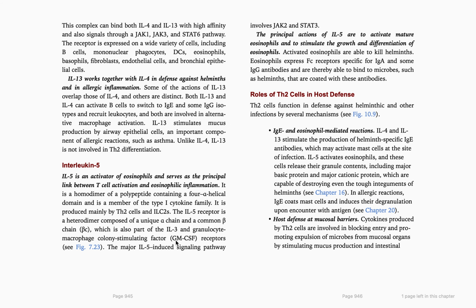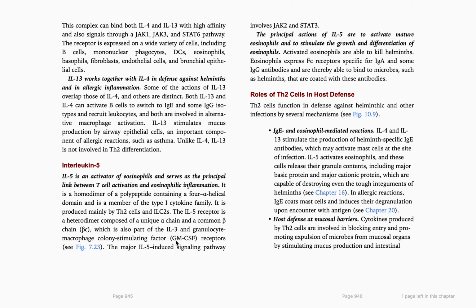This complex can bind both interleukin 4 and interleukin 13 with high affinity and also signals through a JAK1, JAK3 and STAT6 pathway. The receptor is expressed on a wide variety of cells, including B cells, mononuclear phagocytes, dendritic cells, eosinophils, basophils, fibroblasts, endothelial cells, and bronchial epithelial cells.